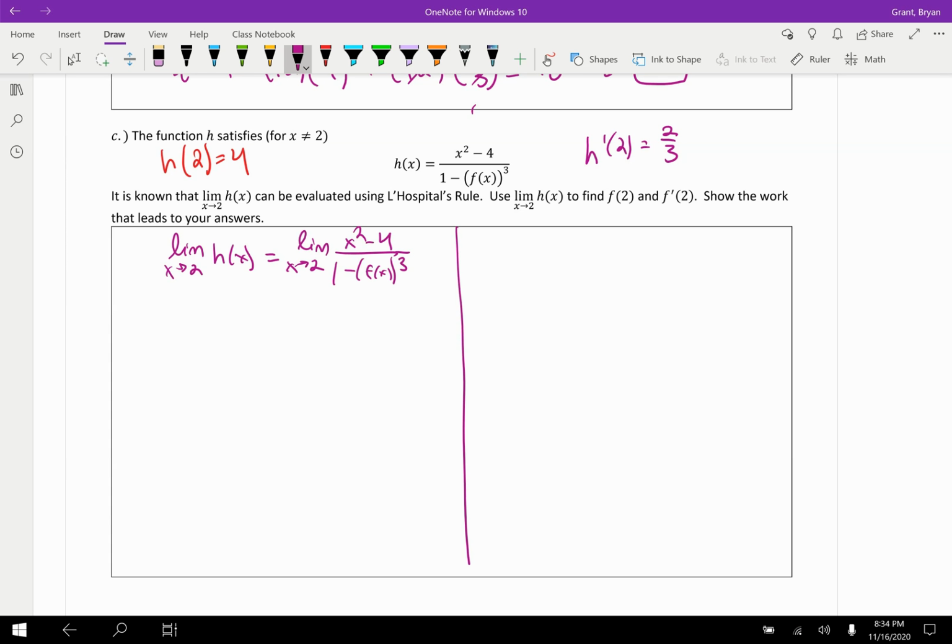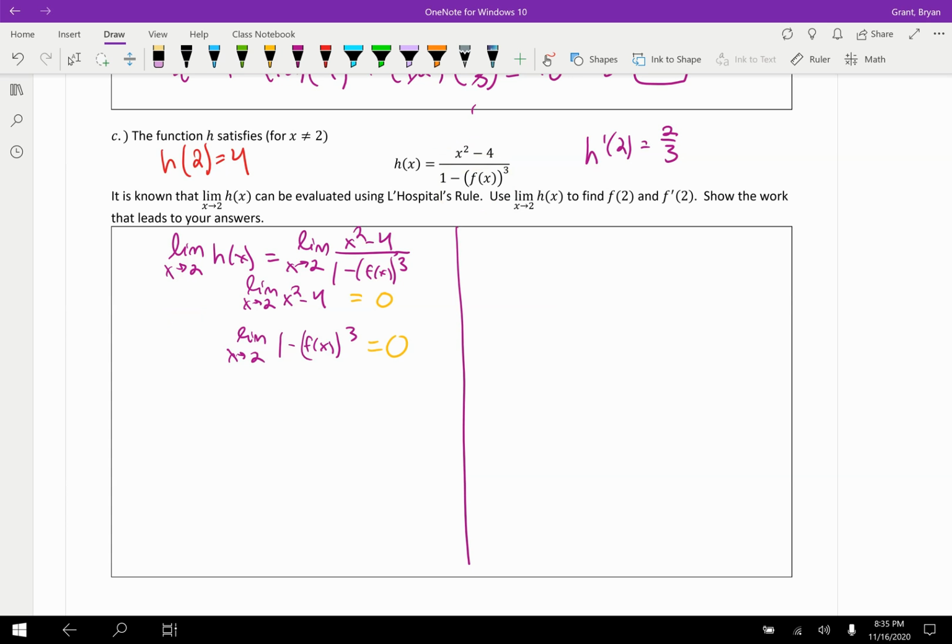Well, with any limit, we should probably just try evaluating at 2, shouldn't we? So on the left side, evaluating at 2 gives me h of 2. On the right side, I see a fraction, so I'm hesitant. I'm going to go through and do it as a split here: the limit as x approaches 2 of x squared minus 4, and the limit as x approaches 2 of 1 minus f of x cubed. Well, this one over here becomes 0, clearly. And wait, didn't they say we could evaluate this using L'Hopital's rule? So if the top becomes 0, and we can use L'Hopital's rule, doesn't the denominator have to equal 0 as well? I think it does.